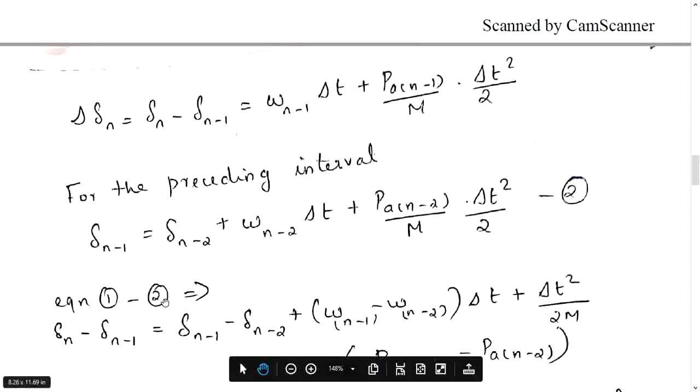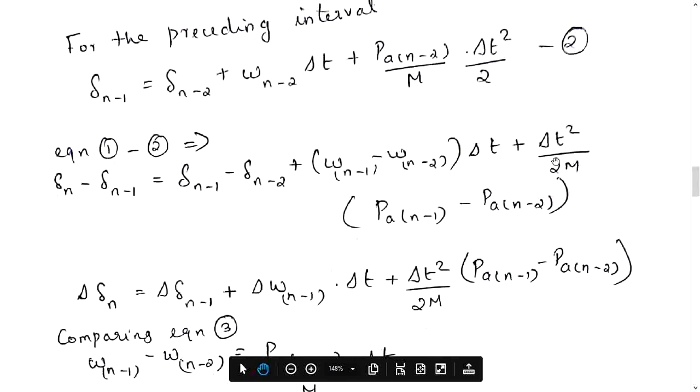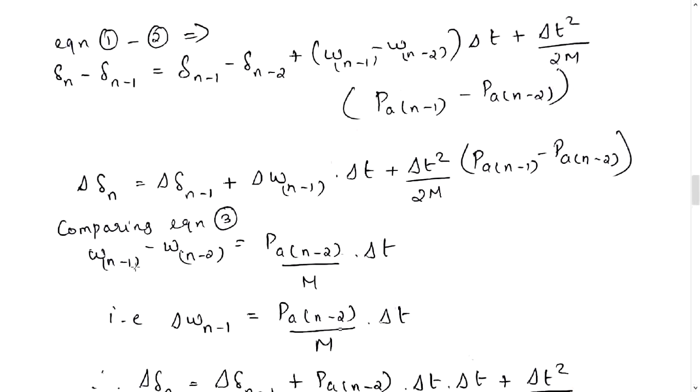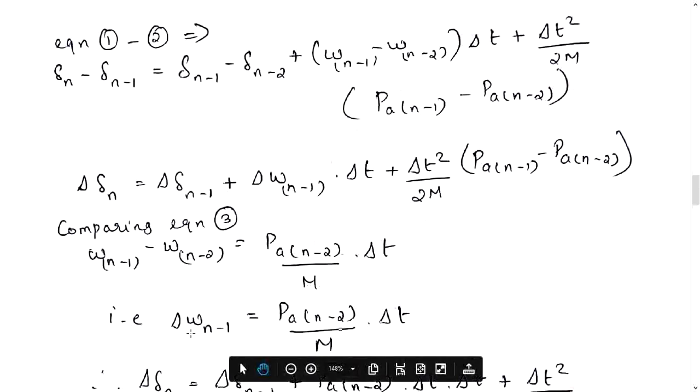Now equation 1 minus 2 gives Δδ_n equal to δ_(n-1) minus δ_(n-2) plus (ω_(n-1) minus ω_(n-2)) Δt plus Δt²/2m into (Pa_(n-1) minus Pa_(n-2)). Here this is Δδ_n, and this is Δδ_(n-1), and this is Δω_(n-1) into Δt plus Δt²/2m into (Pa_(n-1) minus Pa_(n-2)). Comparing equation 3, we get ω_(n-1) minus ω_(n-2) equal to Pa_(n-2)/m into Δt, that is, Δω_(n-1) is Pa_(n-2)/m into Δt.